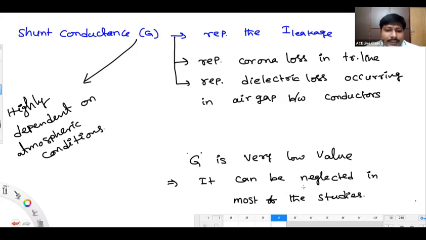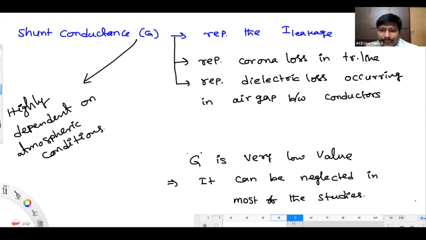Sir, why is voltage related to shunt? Why voltage is related to shunt means based on that voltage only that shunt element is going to draw current. Based on the applied voltage only, that shunt element is going to show its effect: current drawn or current delivery or power or whatever it is.